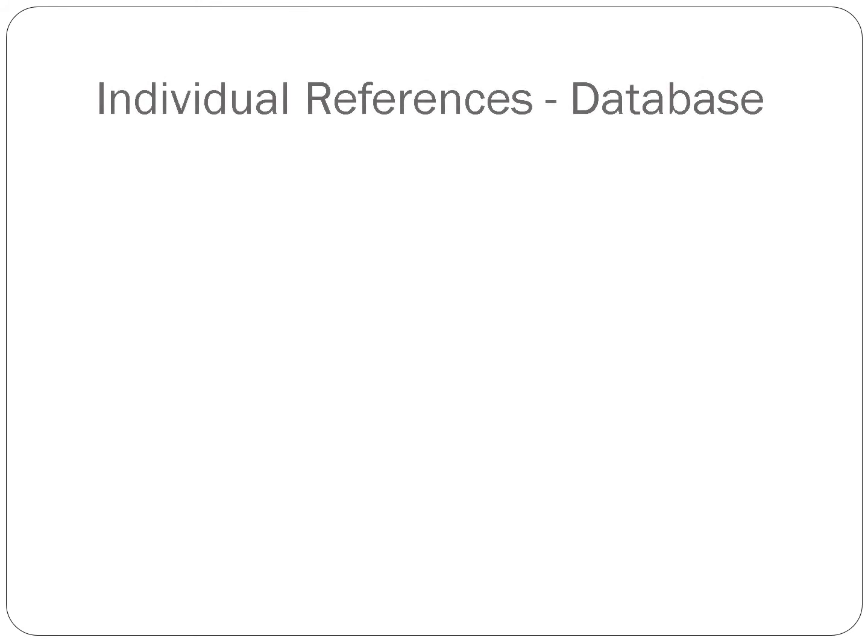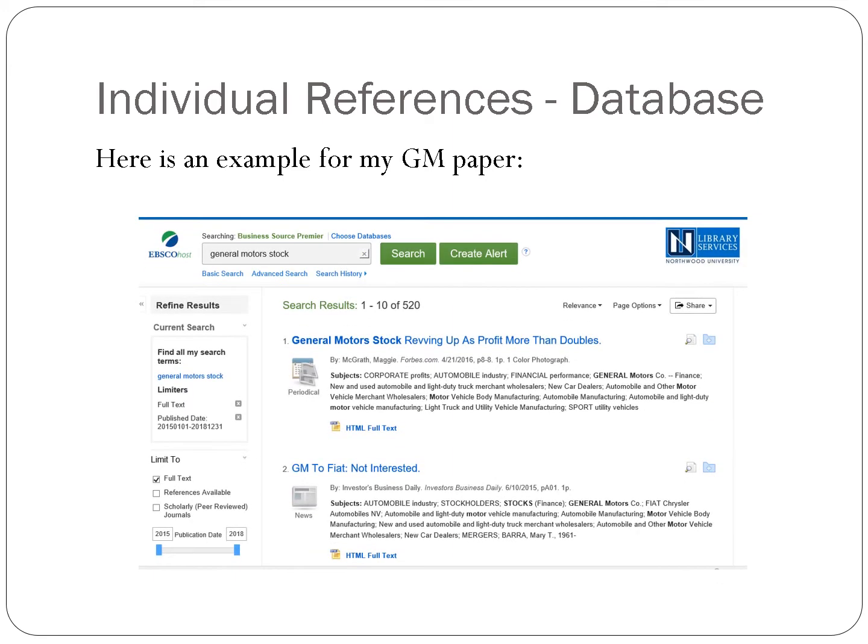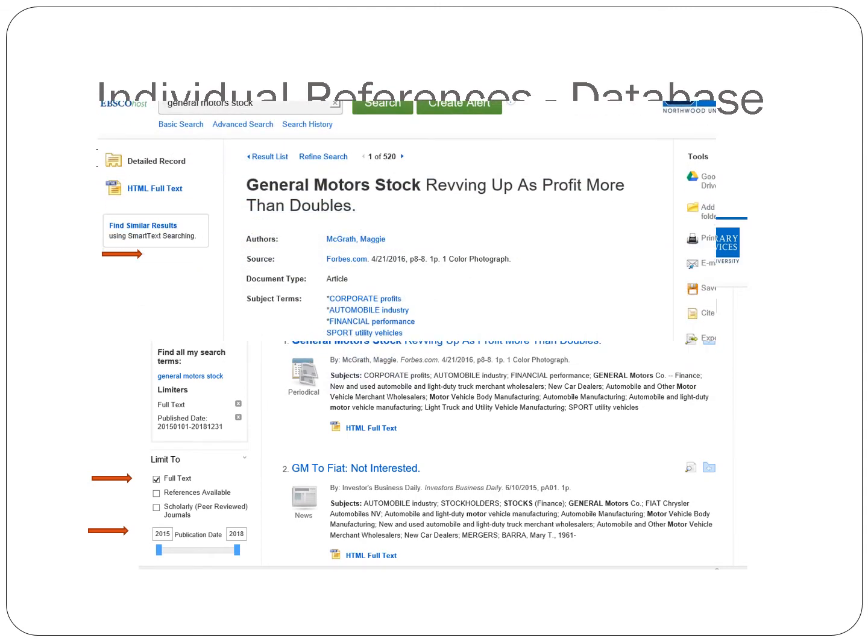So here's an example of a database reference for my GM paper. I did a search. I did General Motors stock in EBSCOhost. I limited to full text and to 2015. So I chose the first one, General Motors stock revving up as profit more than doubles, which happened in 2016, not long ago. And now let's do the references.